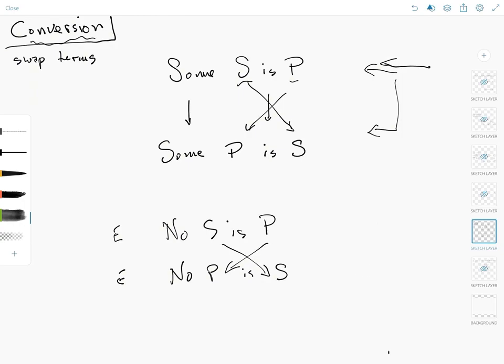Let's look at A. So the starting premise would be all S is P, and the conclusion would keep universal affirmative, so we're keeping all of those parts. We move P up to the front, we move S to the back, and so by conversion, we get the conclusion, all P is S.